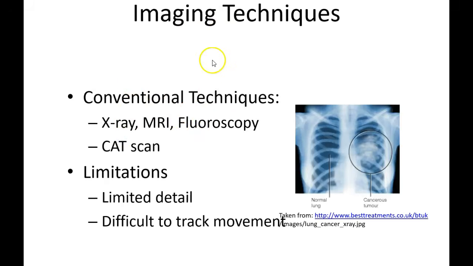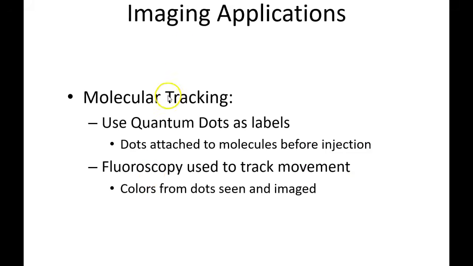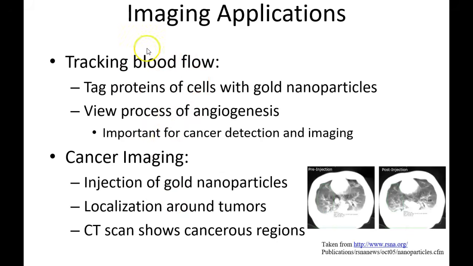These are also used for imaging techniques. For example, conventional techniques have limitations, as it is difficult to track movements. Molecular tracking using labeled quantum dots can easily detect any problem within the body. They can track the blood flow and they can track cancer imaging.